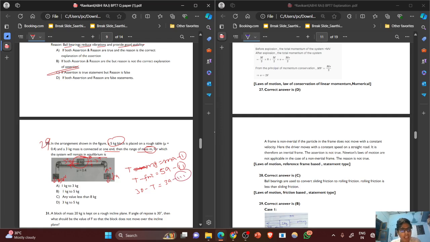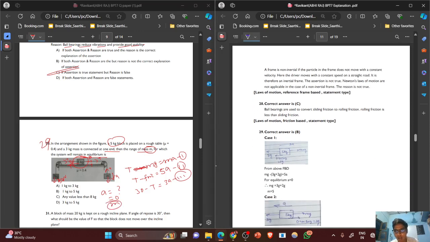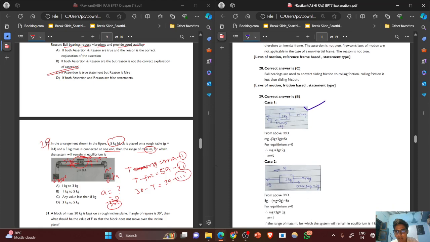First, you can calculate a. You don't know M. You just need equilibrium. So find the acceleration, put acceleration 0 and get the value of M, which means the range of M. It's a simple calculation. You can do it here also. It is written for the 5 kg.